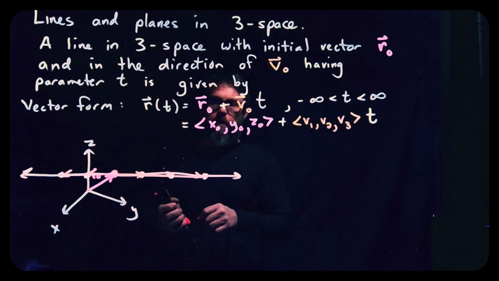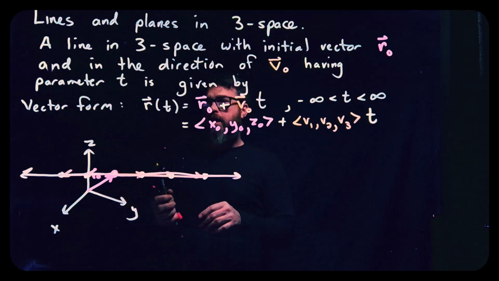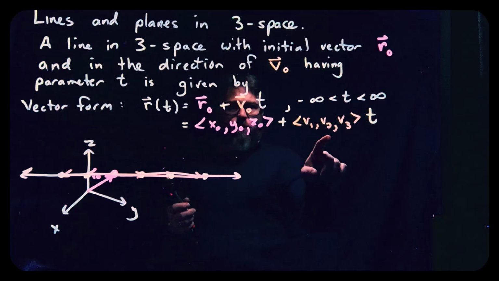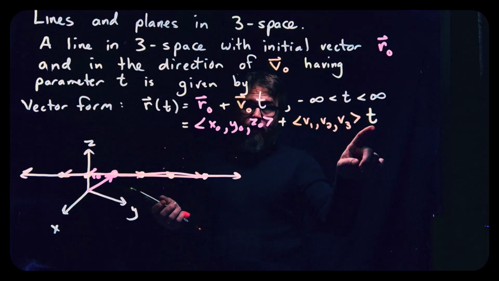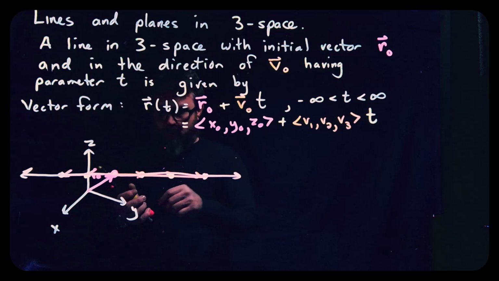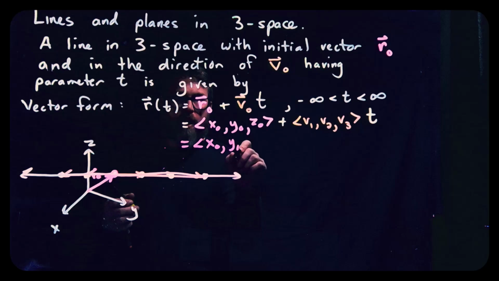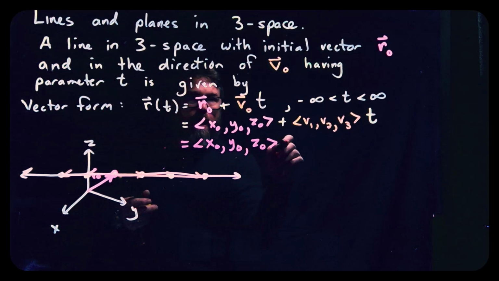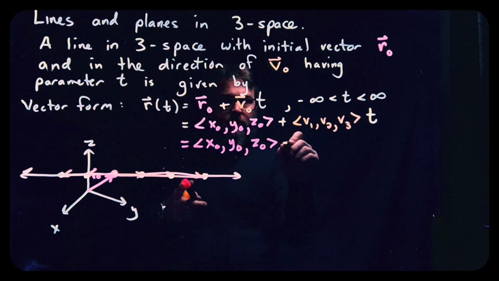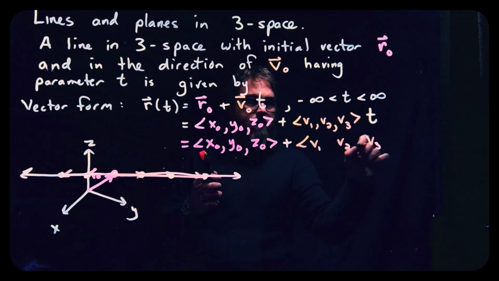Okay, so I can write this in a couple different ways as well. Since these are 2 vectors, and I know that t is really just a scalar, I can send t through this v vector. So this is now going to be equal to x0, comma y0, comma z0, and then plus our v1 times t, v2 times t, and v3 times t.